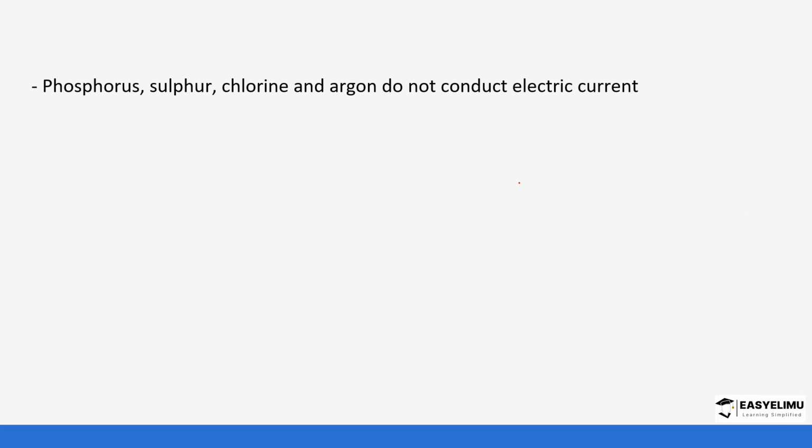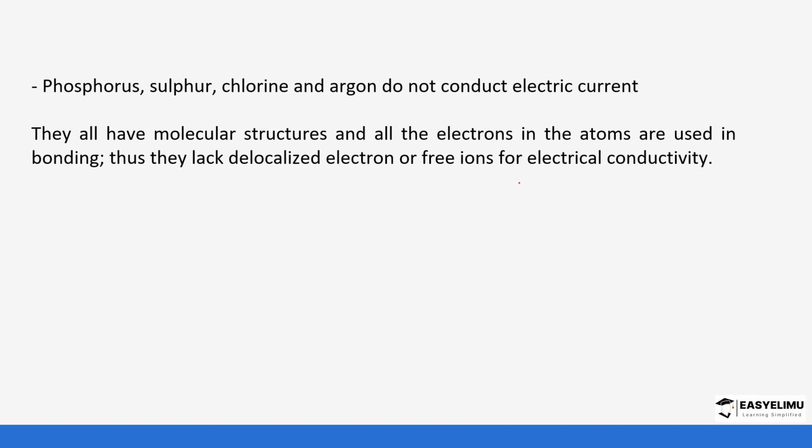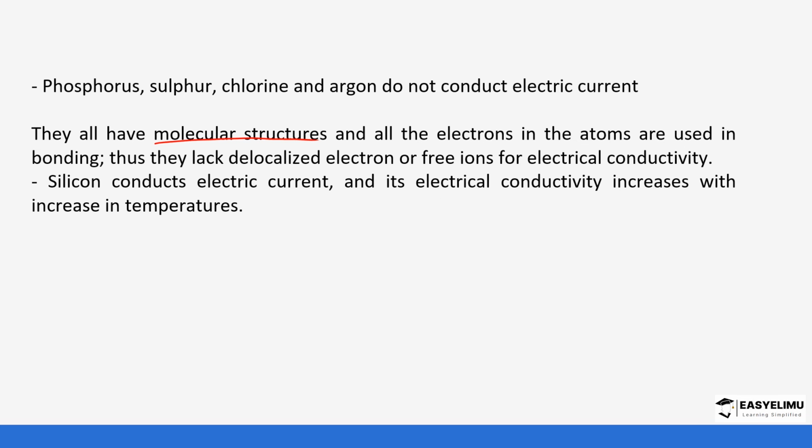Phosphorus, sulfur, chlorine and argon do not conduct electricity. We have molecular structures. You can see how we are grouping them together, and all the electrons in the atoms are used in bonding. These are nonmetals, so if they are molecular structures, it means they have covalent bonds, but they share electrons. So they do not have any delocalized electrons. That's the reason why they do not conduct any electricity.